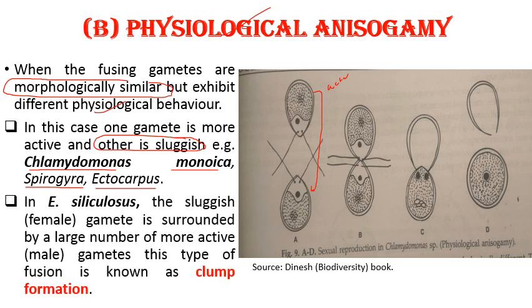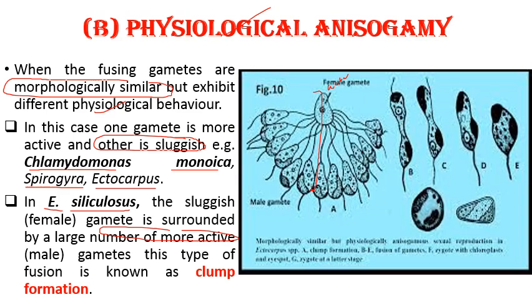In case of Ectocarpus siliculosus, the sluggish female gamete is surrounded by a large number of more active male gametes. जो Ectocarpus होता है उसमें जो female gamete होता है, it is sluggish, it is surrounded by many male gametes. They attach themselves with the help of their flagella. और ये जो flagella इसको attach करता है, they will give rise to this clump formation. तो इस process को बोलते हैं clump formation, that is found in case of Ectocarpus siliculosus.